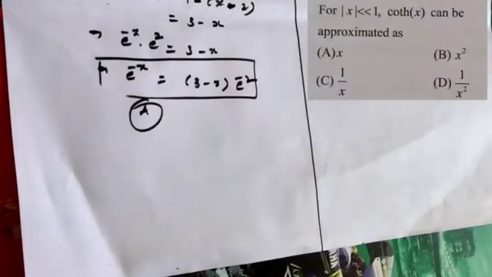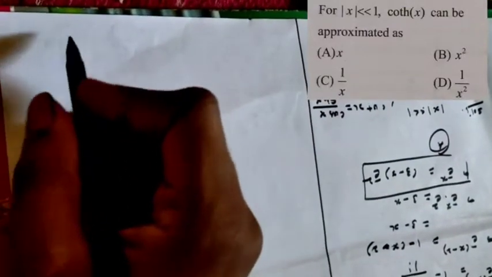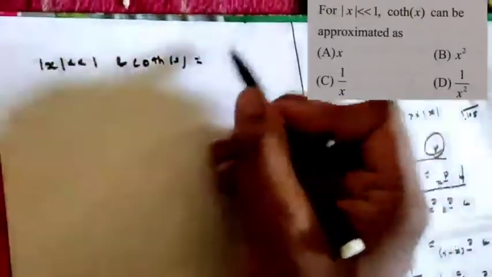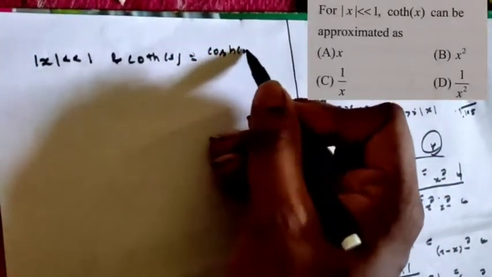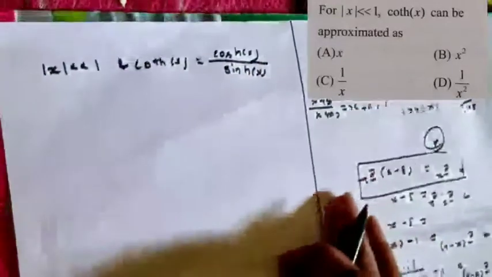Next problem: for mod x less than 1, cot x can be approximated as, given four options. Option A is x, option B is x square, option C is 1 by x, and option D is 1 by x square. The given data is mod x less than 1, and cot x. We know that cot x is written as cos hyperbolic x by sin hyperbolic x. We know this property.